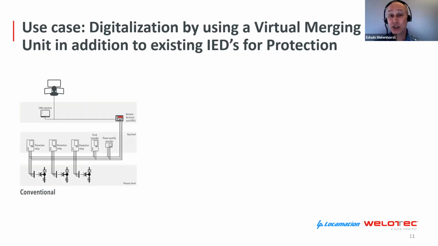So how can we digitalize an existing substation with the virtual merging unit? Here we have a substation with some conventional protection relays, which are connected in a traditional way to the primary process. And we have an RTU to provide access to the substation for supervisory control and data acquisition by a remote control room. This situation still exists in many substations nowadays. And by adding the next picture, please.